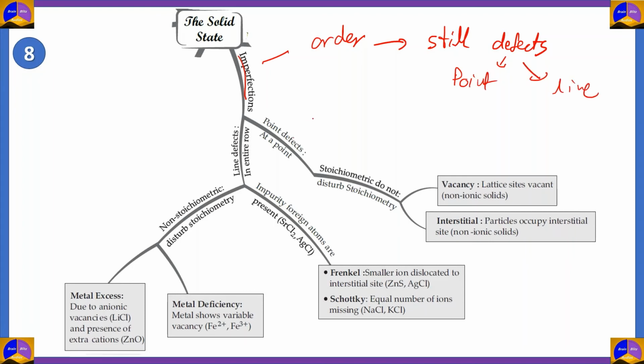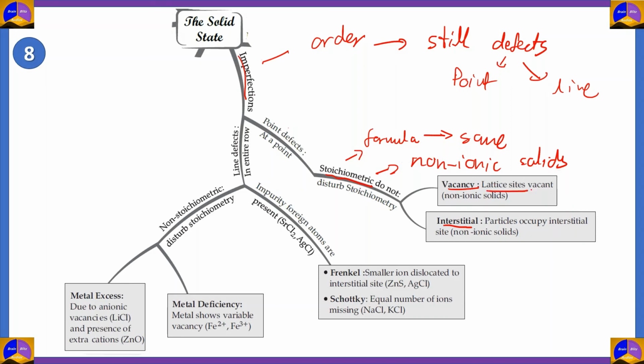In point defects, there is a deviation of ideal arrangement of solids at a single point. And point defects are usually stoichiometric defects. Now, these defects do not disturb the stoichiometry. So that means the formula of the solid stays the same. There is no difference in the stoichiometry. Now, stoichiometric defects are usually applied to non-ionic solids. The types of stoichiometric defects include vacancy defect and interstitial defect.